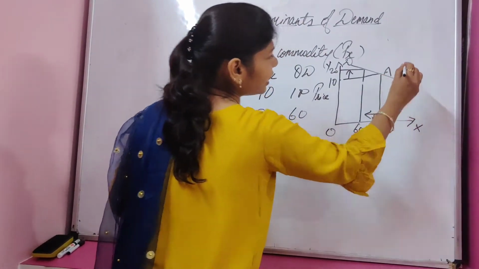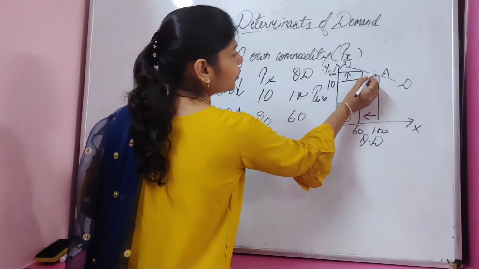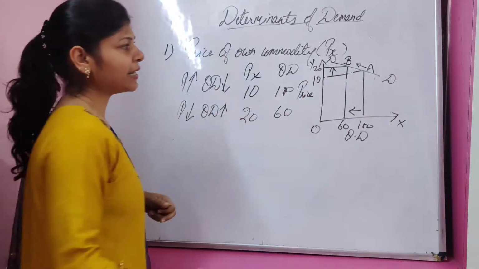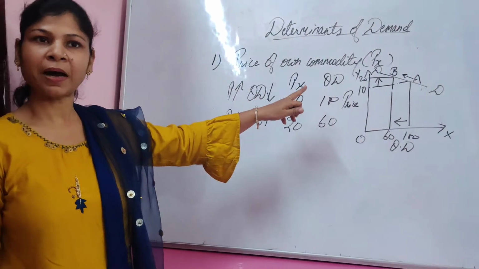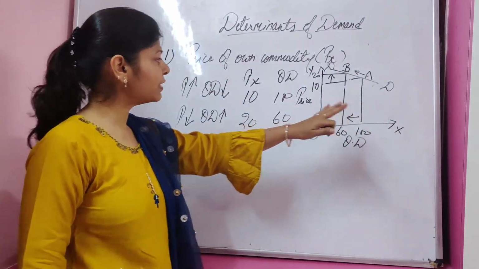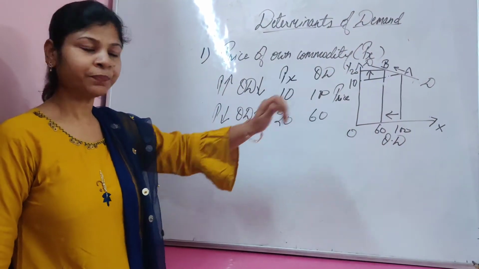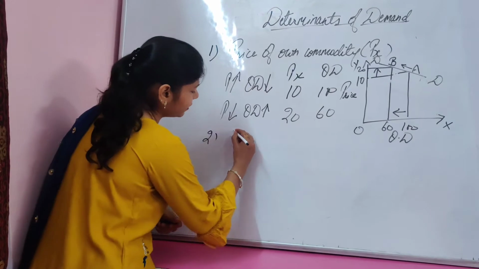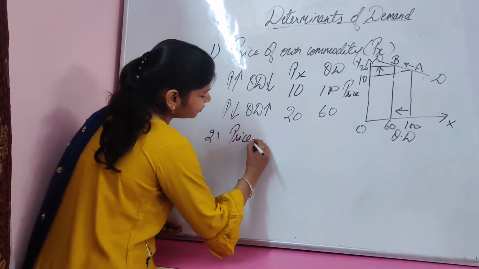It means initially he was at point A, and due to the increase in price, he will shift to point B. That is an upward movement on the same demand curve. And your demand curve is downward sloping. Why? Because of the inverse relationship between price and quantity demanded. So class, now your second determinant is price of related goods.